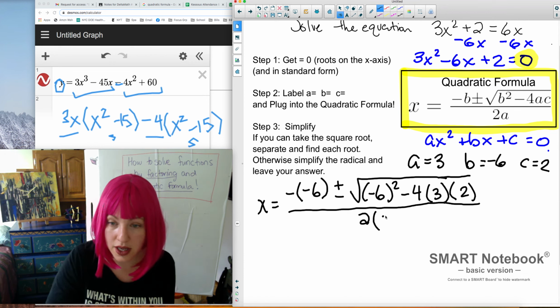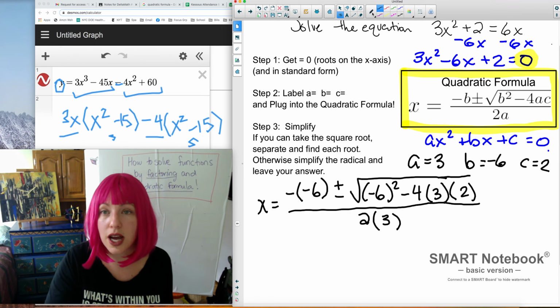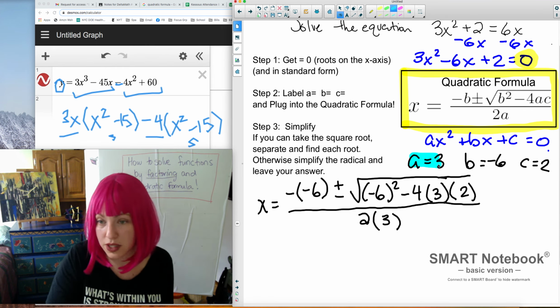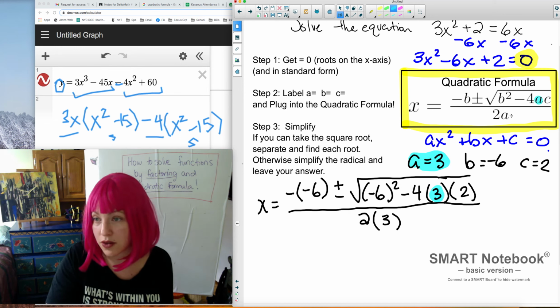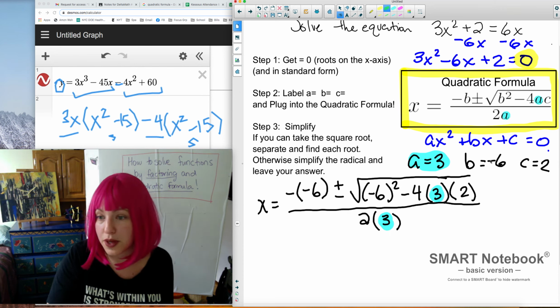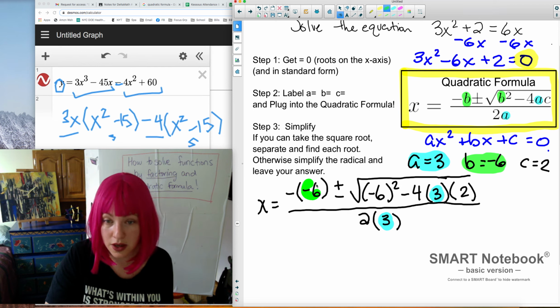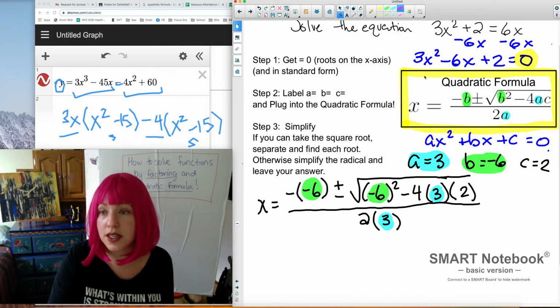And then 2a, plug that in. So just to highlight what we just did, A was equal to 3. So everywhere that I had A, which is right there, I plugged in my 3. B was equal to -6. So everywhere that I put B, notice the negative is outside. Okay, so the negative is outside there. You put that. And then C was equal to 2. And that's just right here. And so I just plug that in right there.